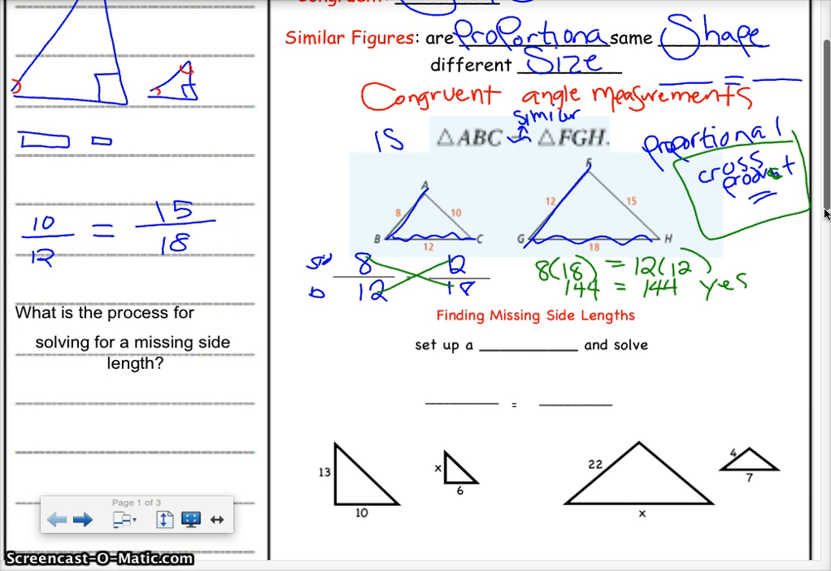So I can just go to 180. Does that equal 12 times 15? 180. Yep. That would have showed me it's proportional. Pattern is what matters, not order. So as long as you follow the pattern.